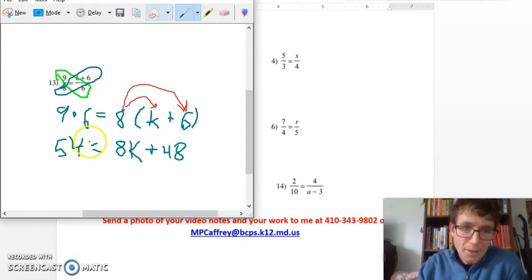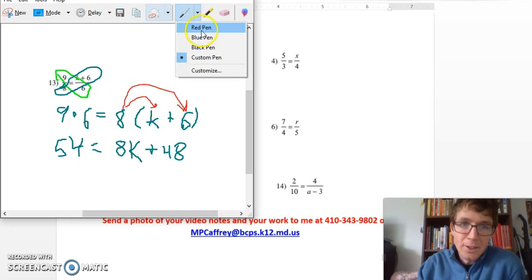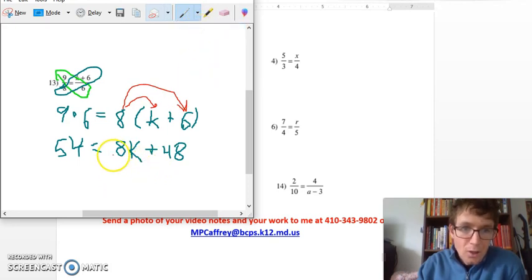Okay, so now we got 54 equals 8k plus 48. So remember, we're trying to get the k by itself. That's the end goal here. If we want to get k by itself, we can get rid of this 8 or we can get rid of this 48. I think it's always easier to get rid of the number that you're adding or subtracting. So the first thing I'm going to do is subtract 48 from both sides. Okay, minus 48.